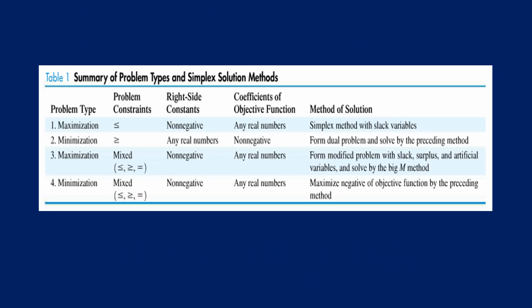So here you see a table of a summary of problem types and simplex solution methods. What we're working on in this video is number 3, maximization with mixed problem constraints. The right side constants have to be non-negative. The coefficients can be any real numbers, and those are the coefficients of the objective function.